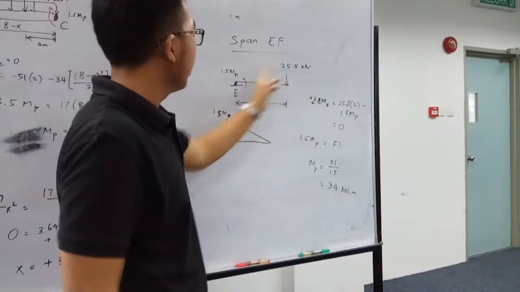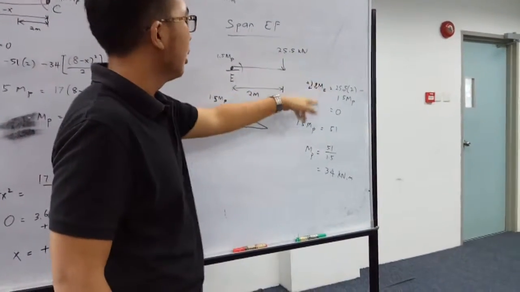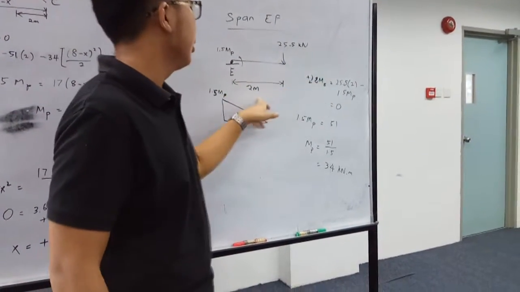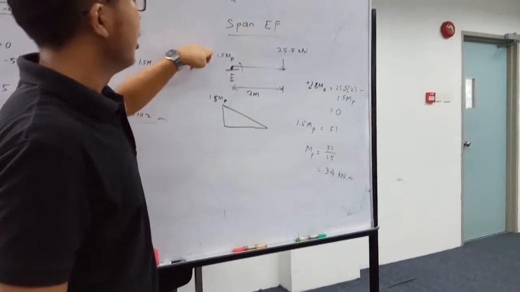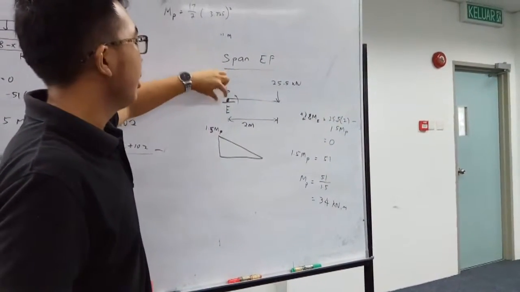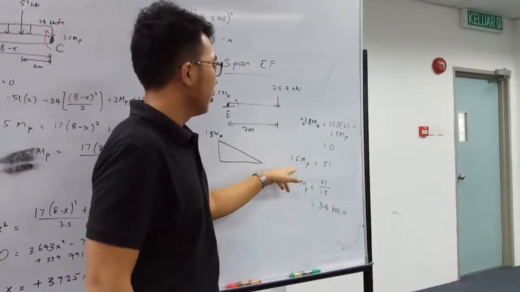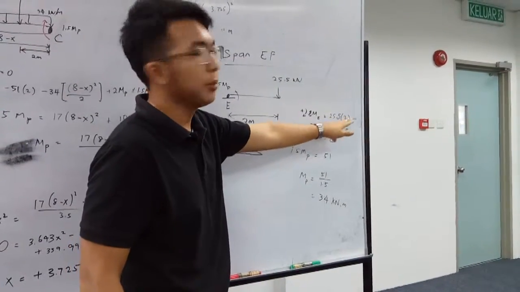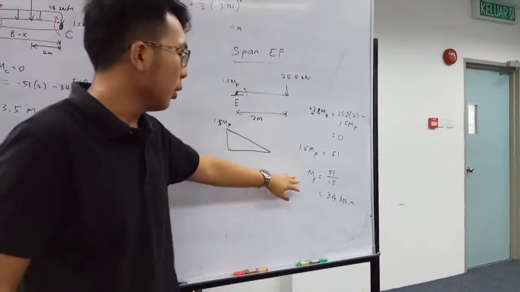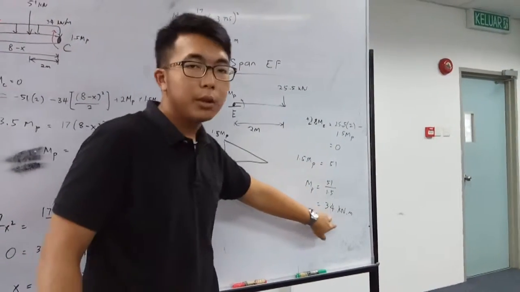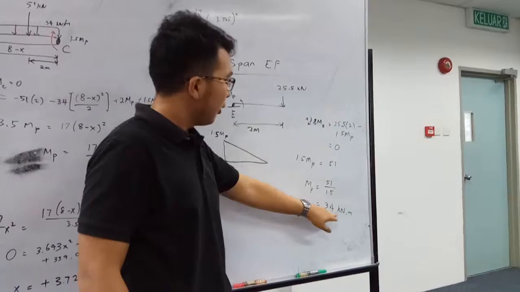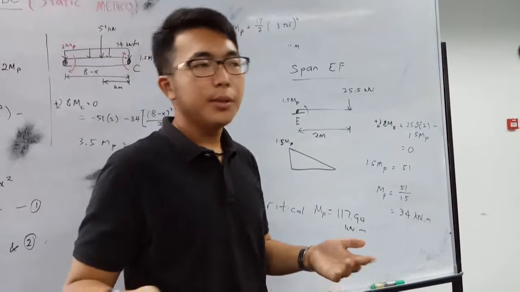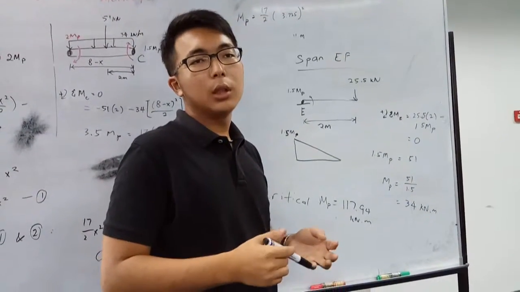Summation of moment at E, this H will be equal to 0. It will be equal to the load here, 25.5, times the distance, minus the moment at HE. So once you have all these equations, move on. 1.5 MP equals 25.5 times 2, which should be 51. And you get your value, which should be 34 kilonewton meter.